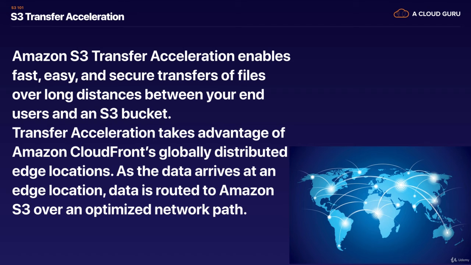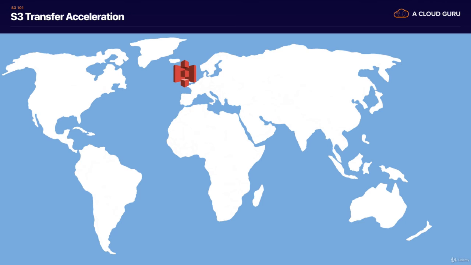We then also have S3 Transfer Acceleration. This enables fast, easy, and secure transfers of files over long distances between your end users and an S3 bucket. Basically, it's taking advantage of Amazon CloudFront's globally distributed edge locations. The data arrives at an edge location and is routed to Amazon S3 over an optimized network path. Essentially, they're using the Amazon backbone network.